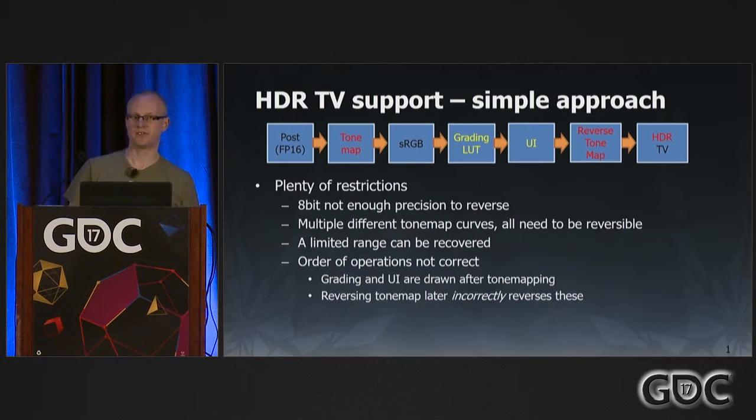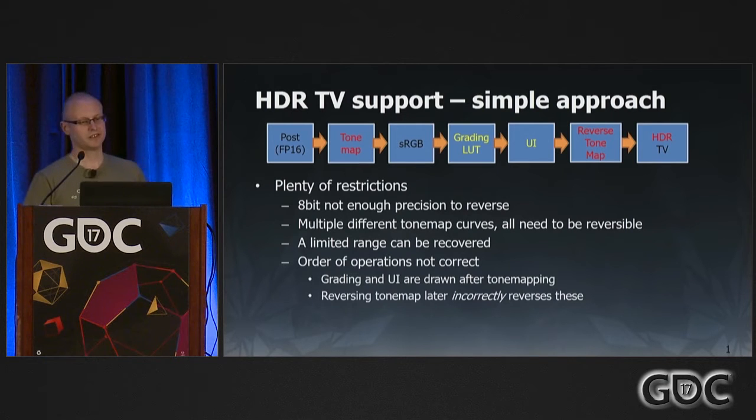So firstly, if you're using 8-bit, then there's not enough precision to reverse that for a start. If you've got multiple different tone map curves, then they all need to be reversible, and that's harder for some than others. You can only recover a limited range because those shoulders might not be infinite compression. They've probably got a white point somewhere. For example, the Frostbite Filmic tone map clips at about 500 nits.